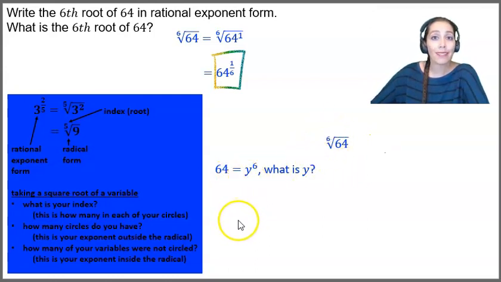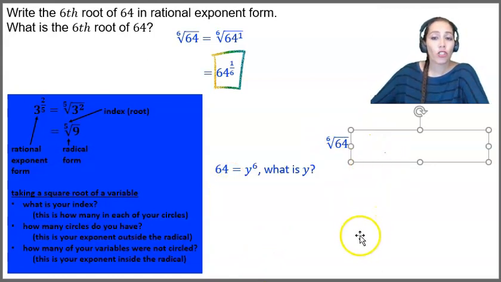So this problem is essentially asking, what is y? What can you put in for y raised to the 6th power will equal 64? That is what the sixth root of 64 is asking you. So you can just try 1 times 1 times 1 times 1 times 1 times 1. That would be 1 to the 6th power. Does that equal 64? No. Then try your 2s, then try 3s, then try 4s until you find it.